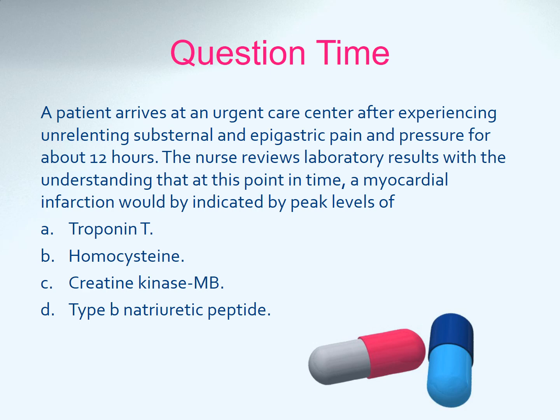Troponin is a biomarker of choice in the diagnosis of myocardial infarction. Troponin is a myocardial muscle protein released into the circulation after injury and will peak at 10 to 24 hours.